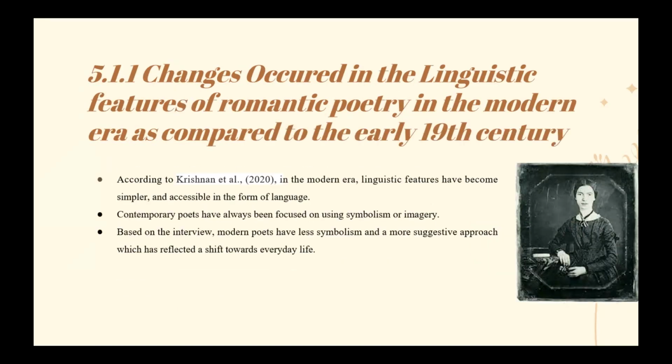There are some changes that occurred in the linguistic features of Romantic poetry in the modern era as compared to the early 19th century. In the modern era, the linguistic features have become simpler and more accessible in the forms of language. And contemporary poets have always focused on using symbolism or imagery. Based on the interviews, modern poets use less symbolism, and there is a more suggestive approach which has reflected a shift towards everyday life.